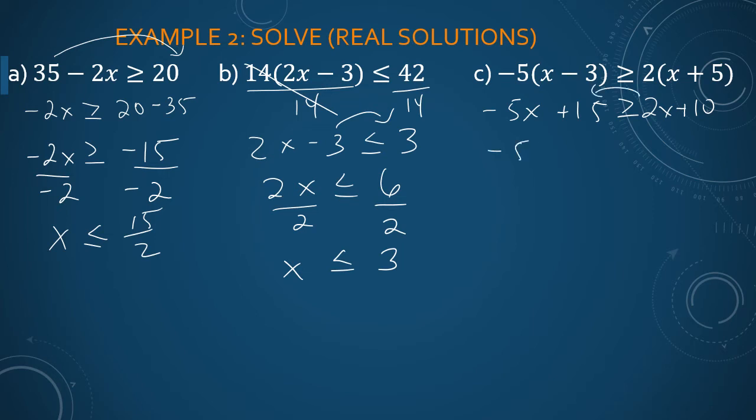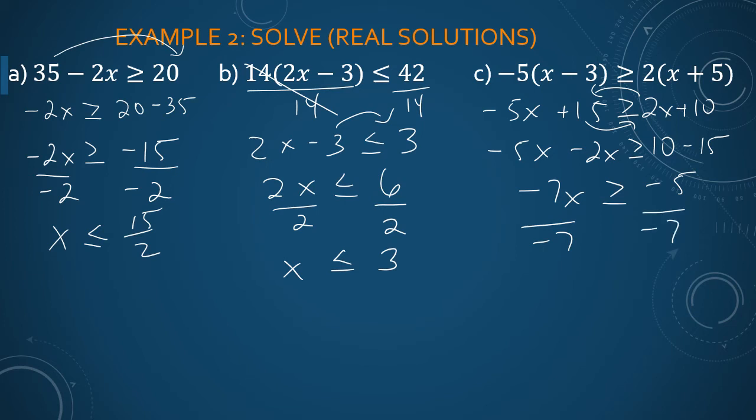x, it becomes -5x minus 2x. And then 10, bring that 15 over, becomes minus 15. -7x greater than or equal to -5. Divide both sides by -7. You divided by a negative, the inequality flips. 2 negatives make a positive. So x is less than or equal to 5/7.